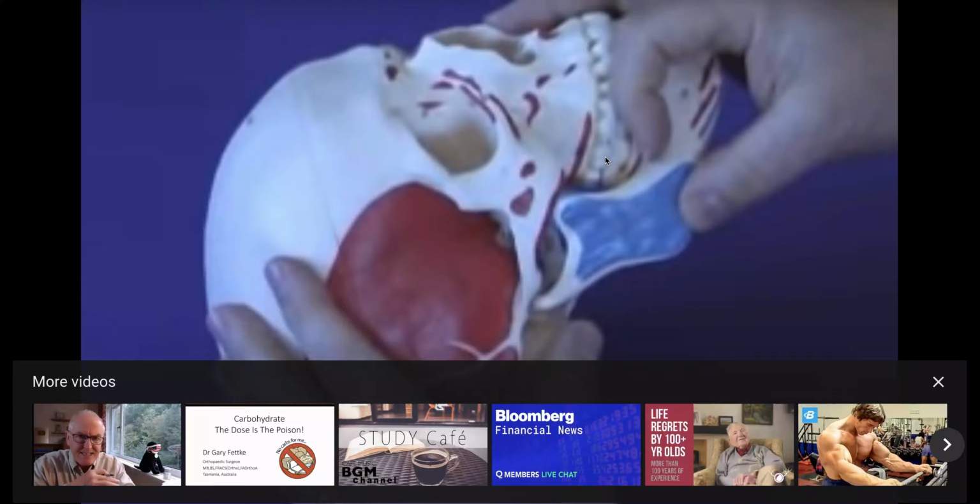Trigger points have referral patterns, very predictable referral patterns. And if you haven't looked at the trigger point PDF that we have in the shared drive, I'd encourage everybody to look at it, print it out, and have it on their desk. It's a very common presentation that patients think they have a toothache, but it's actually a muscle pain.